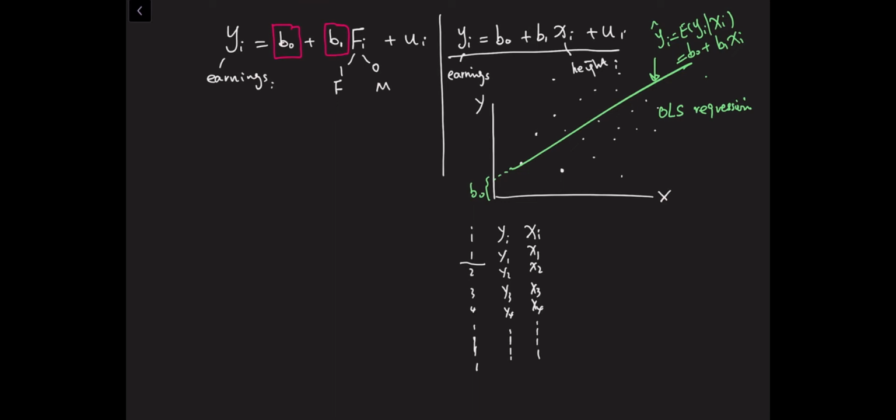And B0 is just the y-intercept. It's like, what would be the average earnings if this person's height is 0, which is B0, right? Of course, we assume that the expected value of the error given x is 0. Otherwise, we can't interpret this B0. So we just assume this is true. That means that there's no relationship between error and x. Okay, so we interpret the y-intercept as the expected value of y when x equals 0.